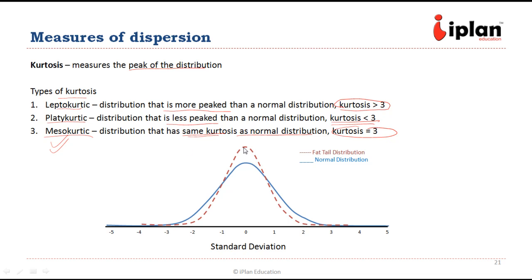So for example, this is the case of a leptokurtic distribution. And if we have to draw a platykurtic one, it is going to look like this. This is platykurtic. We can even calculate these values for sample skewness and sample kurtosis.